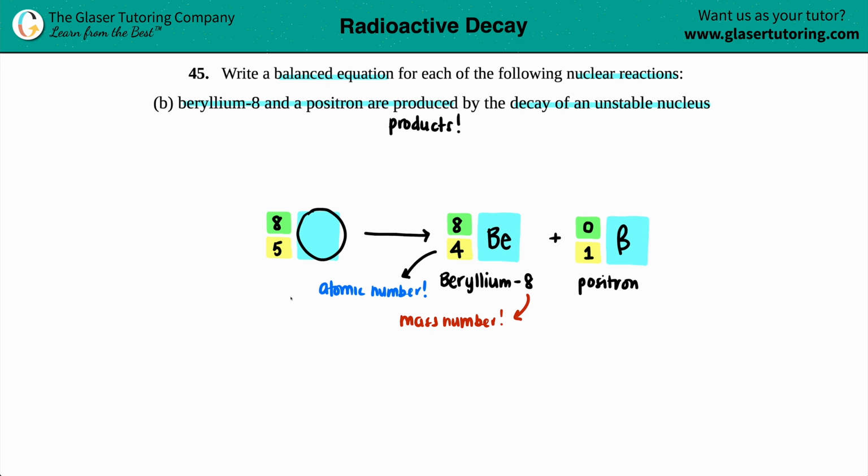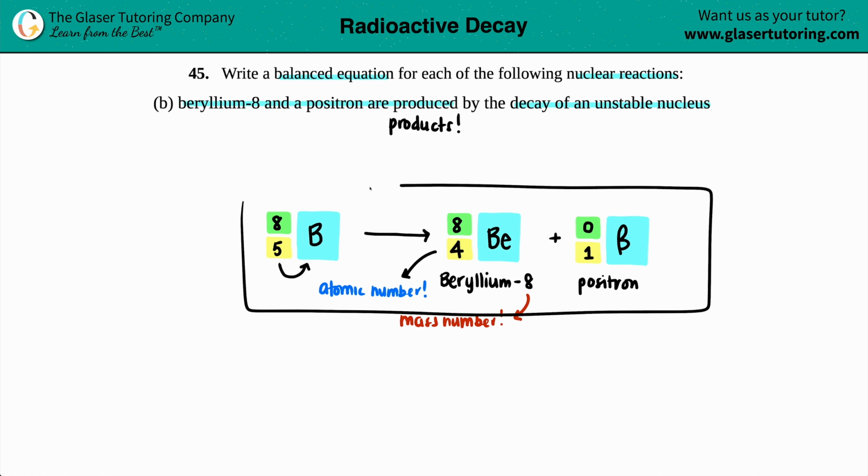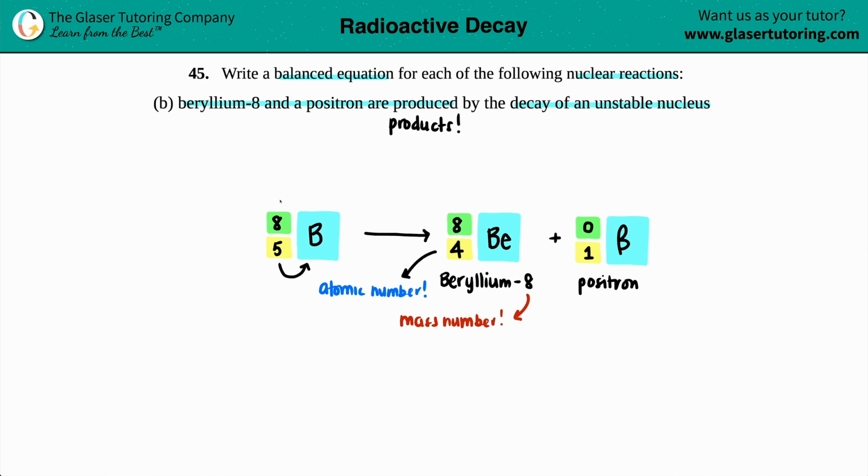But now the question is, what element is this? Remember, the atomic number, since it's unique for every atom, is going to tell you the answer. Looking on the periodic table, atomic number 5 is big bad boron, the BBB. Big bad boron. And this is your final answer. So that's the balanced equation.